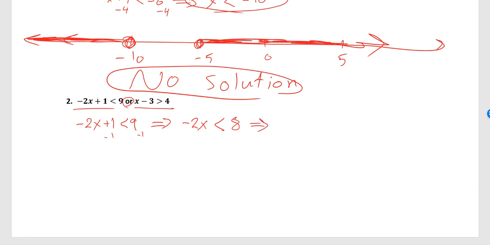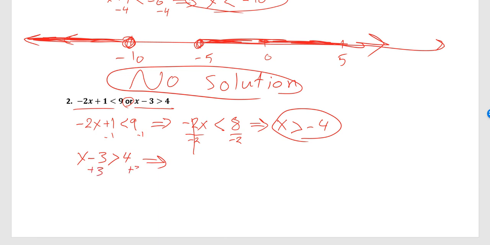Which gives me, I can divide both sides by minus 2. So these cancel out and the inequality sign gets flipped. So I have x greater than 8 over negative 2, which is negative 4. So this is my first part of the expression. My second part of the expression is x minus 3 is greater than 4. I can add 3 to both sides, so x is greater than 7. Okay, this is my second portion of the expression.